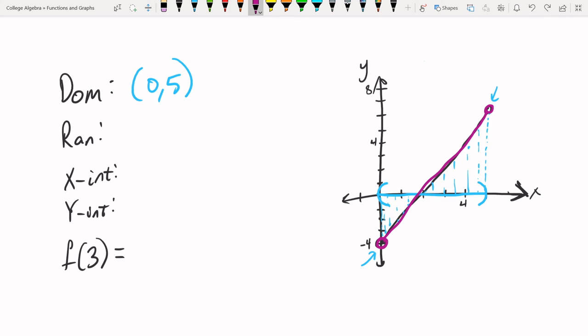Clean this up. Okay. Now the range is the same thing, but for the y values. So for the green, we're just going to go all the way back to the green. In this case, we go to y equals 6 there.